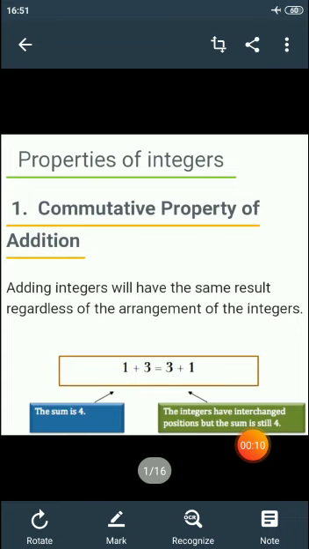Commutative property of addition. Adding integers will have the same result regardless of the arrangement of integers. 1 plus 3 is equal to 3 plus 1. The sum is 4. The integers have interchanged position but the sum is still 4. It means we can change the integers but always the result will be the same.